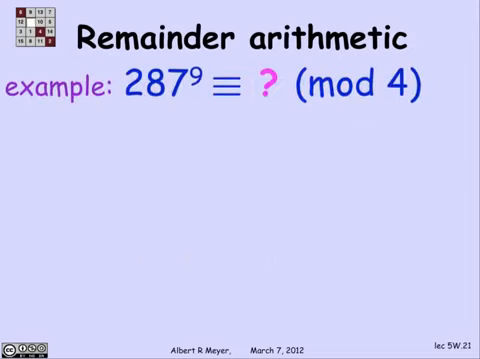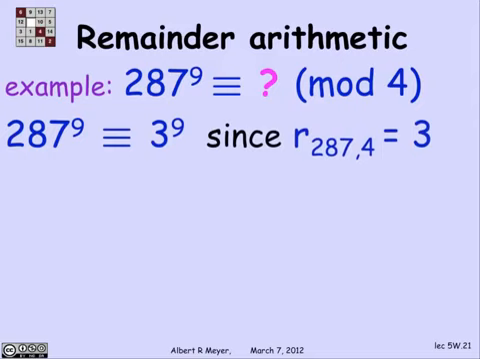Let's do an application of this remainder arithmetic idea. Suppose I want to figure out what 287 to the 9th power is modulo 4. Well, for a start, if I take the remainder of 287 divided by 4, it's not very hard to check that that's 3. And that means that 287 to the 9th is congruent mod 4 to 3 to the 9th. So already I got rid of the 3-digit number at the base of the exponent and replaced it just by a 1-digit number, 3. That's progress.